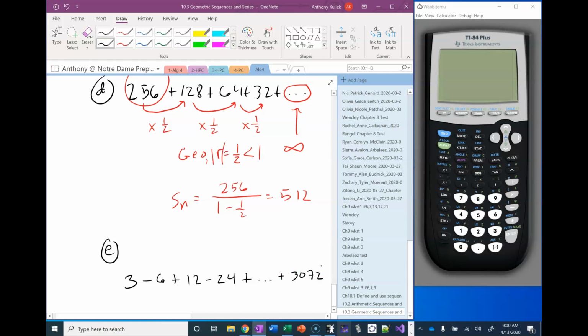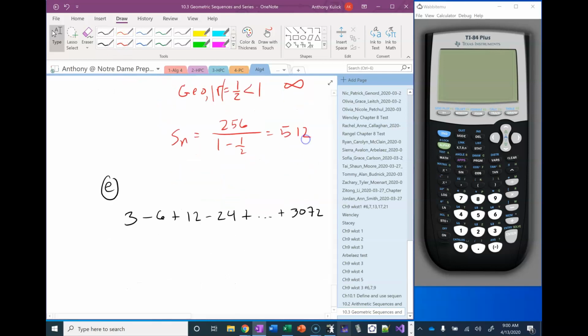Okay, so let's say we have this one. First thing I'm going to do is check to see if these terms come from an arithmetic or a geometric sequence. Let's check arithmetic first. To go from 3 to -6, I'd have to subtract 9. But to go from -6 to +12, we would have to add 18. So already we know it's not arithmetic.